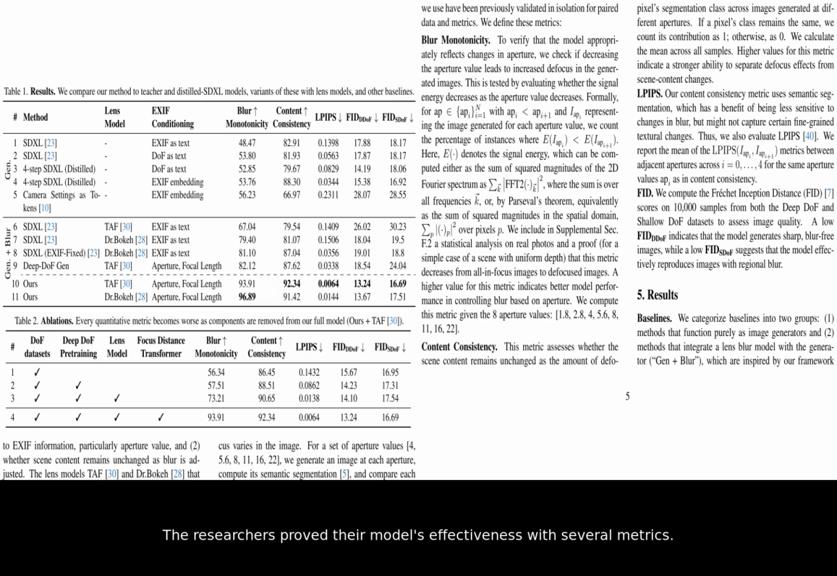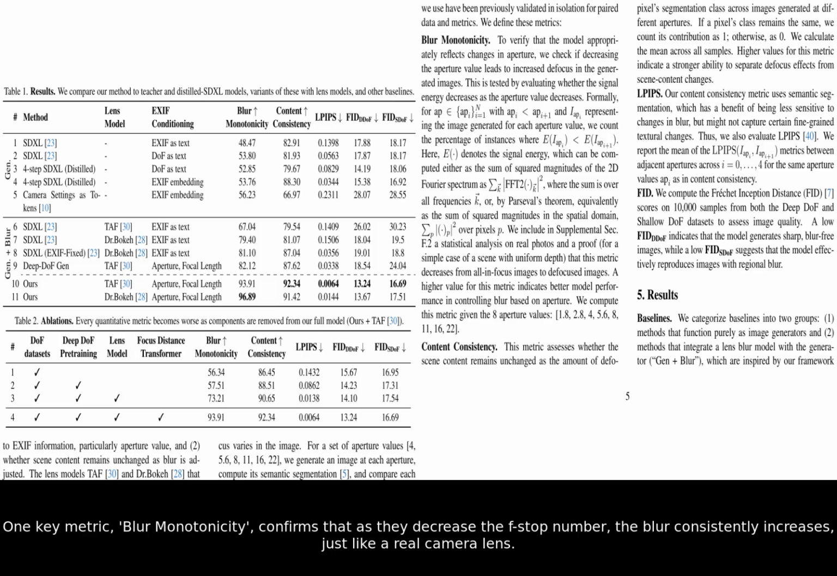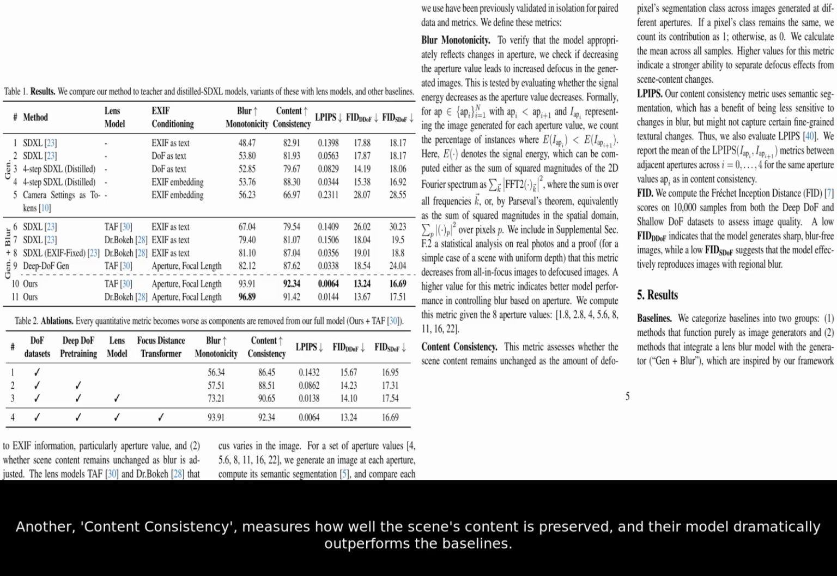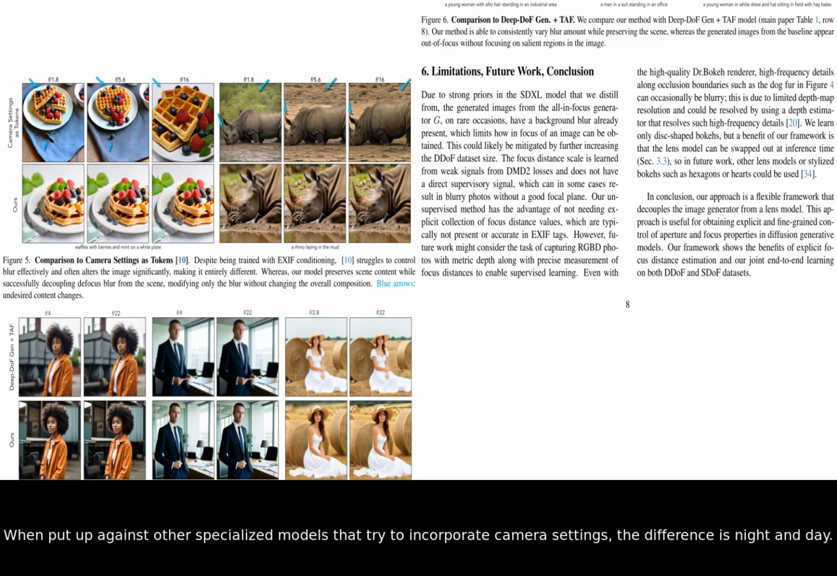The researchers proved their model's effectiveness with several metrics. One key metric, blur monotonicity, confirms that as they decrease the f-stop number, the blur consistently increases, just like a real camera lens. Another, content consistency, measures how well the scene's content is preserved, and their model dramatically outperforms the baselines. When put up against other specialized models that try to incorporate camera settings, the difference is night and day.